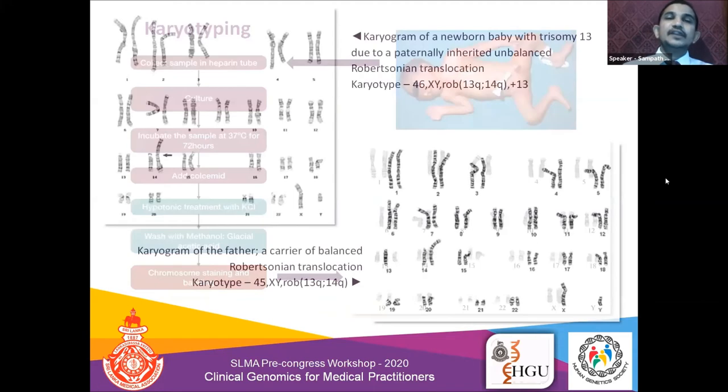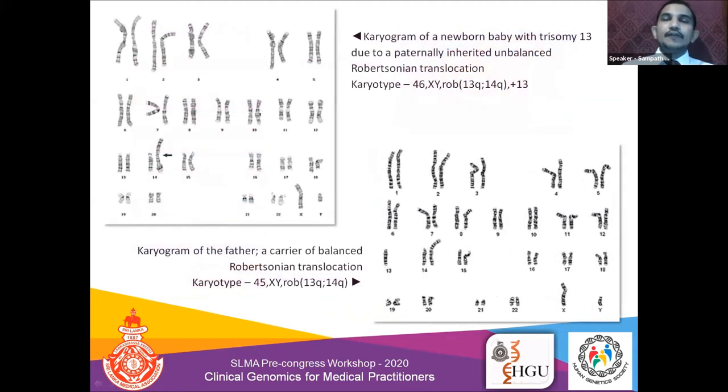So it could be something like this, where one of the parents has a balanced translocation, which caused the trisomy in the babies. So if you did not perform the karyotype, you will miss this type of case, and those families will have another child with a similar condition. So that is the importance of performing the karyotyping for these conditions.